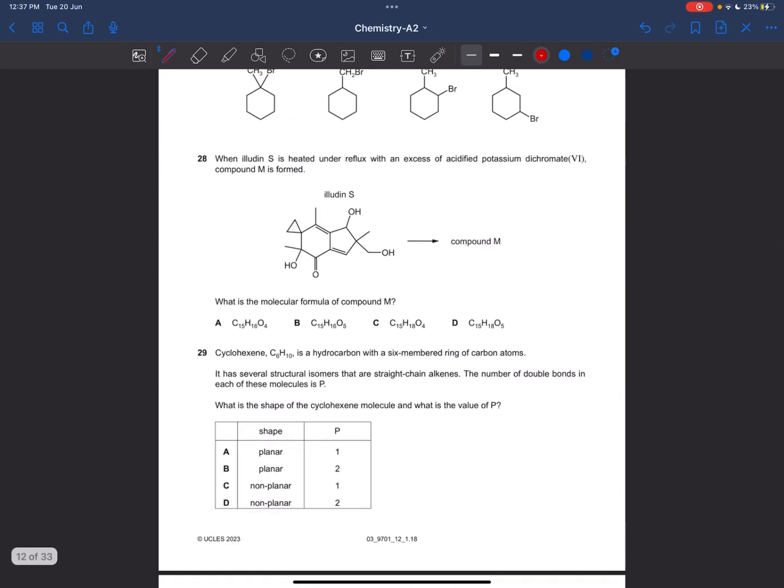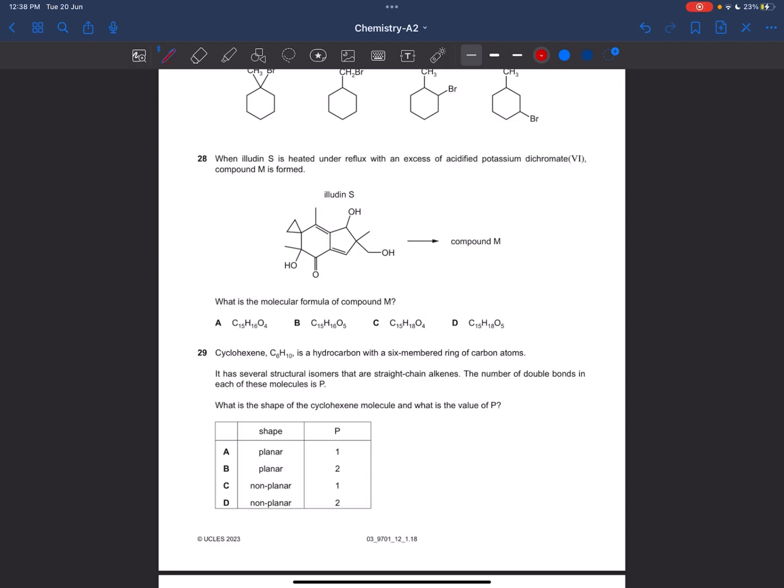Question number 28 says that when elutin S is heated under reflux with an excess of acidified potassium dichromate, compound M is formed. What is the molecular formula of compound M? So this is our group, a skeletal formula, and we have to react this with acidified potassium dichromate, which means we have to put OHs.